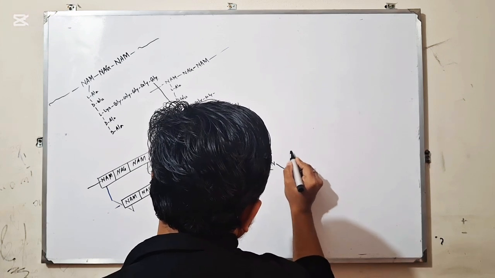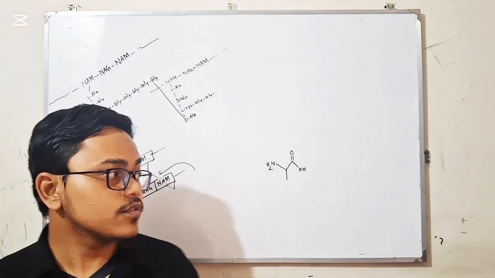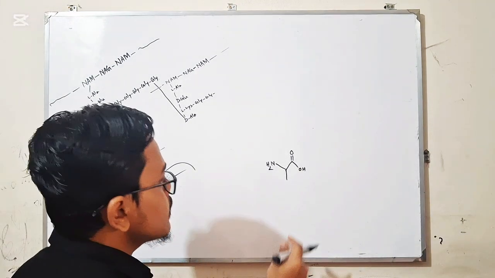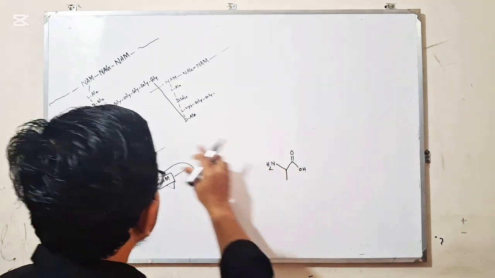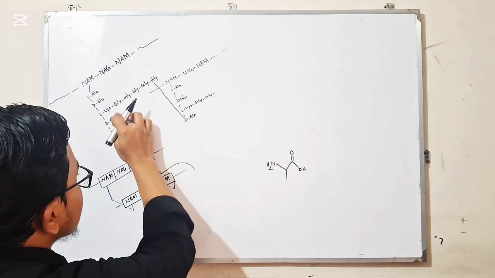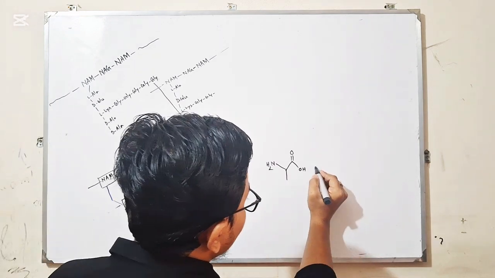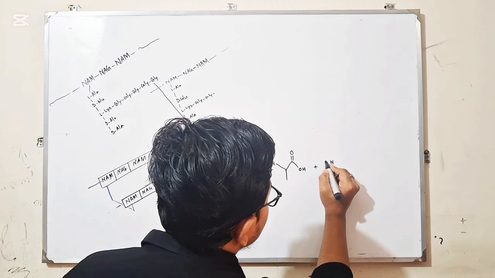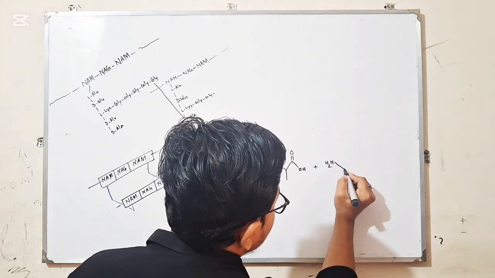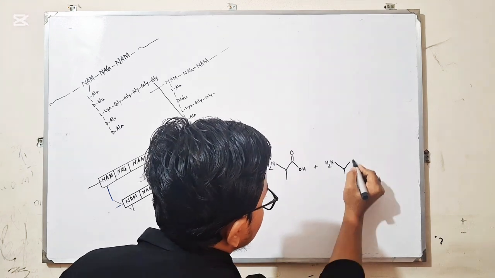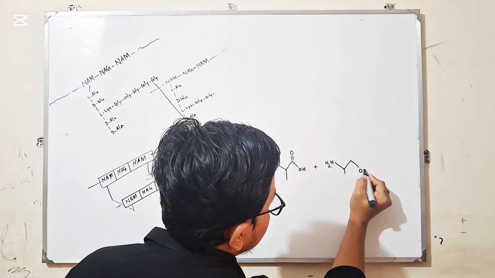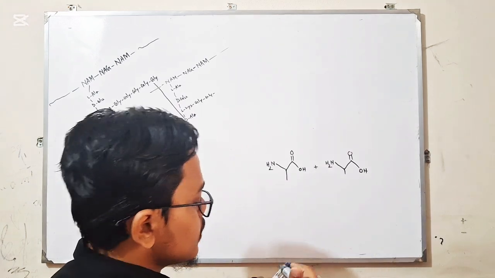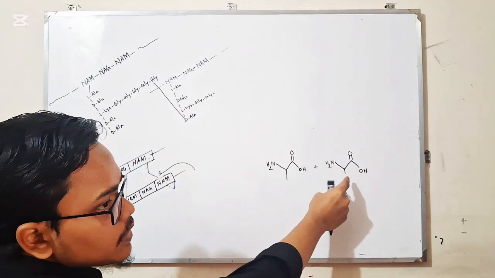Hope all of you understand that this is the structure of D-alanine. And here are two D-alanines. If I draw another D-alanine, then it will be like this. Am I right? Okay, so in this case, how do they form a bond between them?